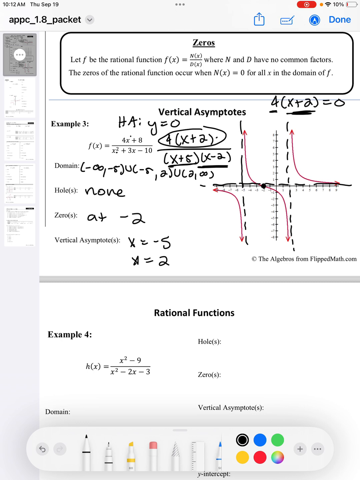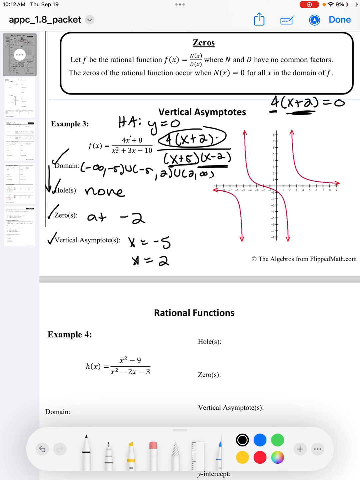And another thing I wanted to show you is how to make a sign chart. So if I didn't have this graph over here, we would still be able to find all of this information, right? We did domain, we did holes, we did vertical asymptotes, and then I just showed you how to find zeros. So you know how to find all these things.